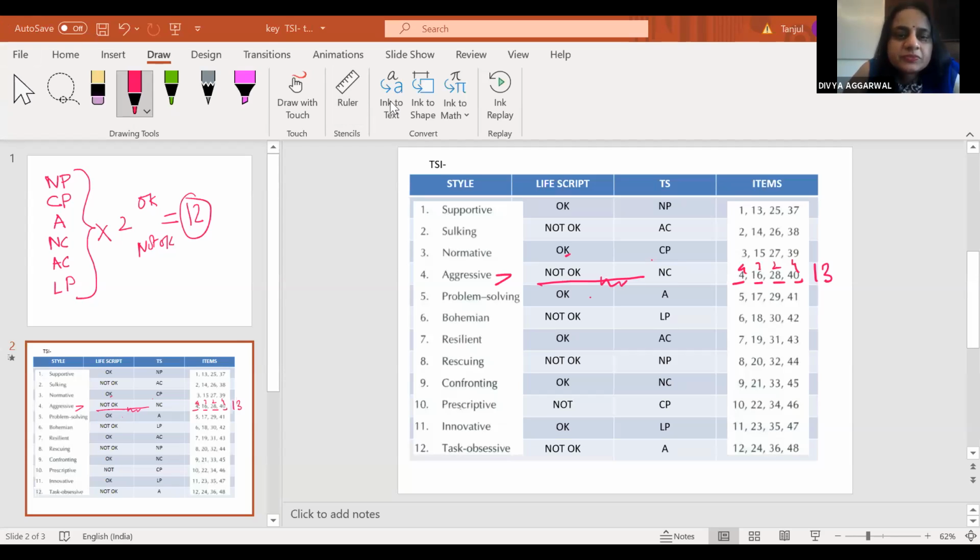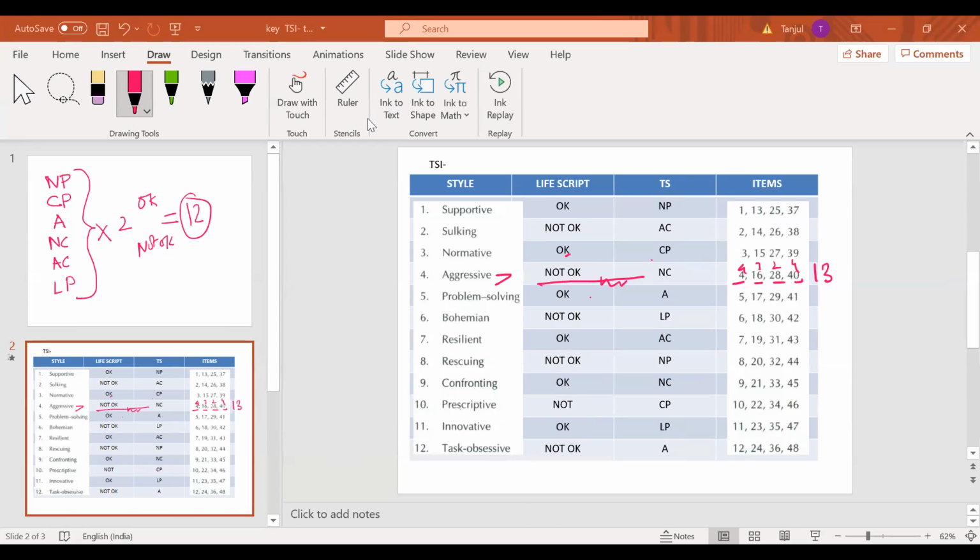Yes, Suman, she wants to ask something. Suman has raised her hand. Suman or Prashant? No, ma'am, it's okay.